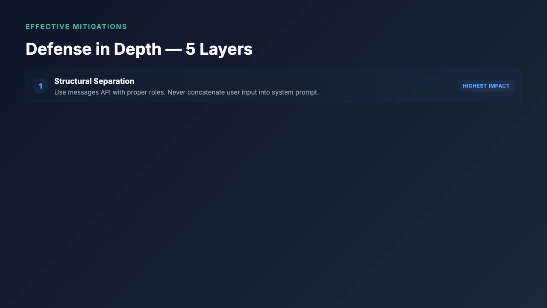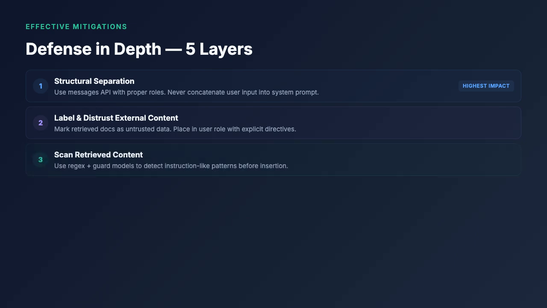Layer 1. Structural separation. Always use the messages API with proper roles. Never concatenate user input into your system prompt. This has the highest impact. Layer 2. Label and distrust external content. Mark retrieved documents, emails, and tool outputs explicitly as untrusted data that should not be interpreted as instructions. Layer 3. Scan retrieved content. Use regular expressions and guard models to detect instruction-like patterns before they enter context.